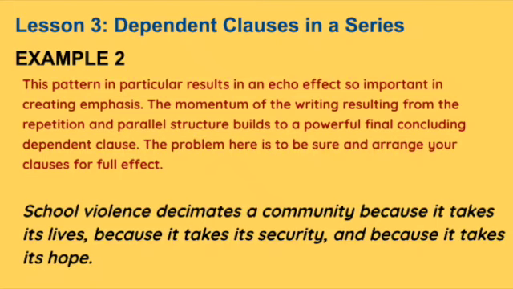So let's look at the second example. This is where I've used the dependent clauses at the end. And you'll see the repetition. You'll hear how I'm using a set of three words, okay, actually four words. School violence decimates a community because it takes its lives, because it takes its security, and because it takes its hope. So, because it takes its, that's my repetition, that's my rhythm that I'm creating. And you'll notice I haven't gone overboard with adding anything after that other than the noun: lives, security, and hope.